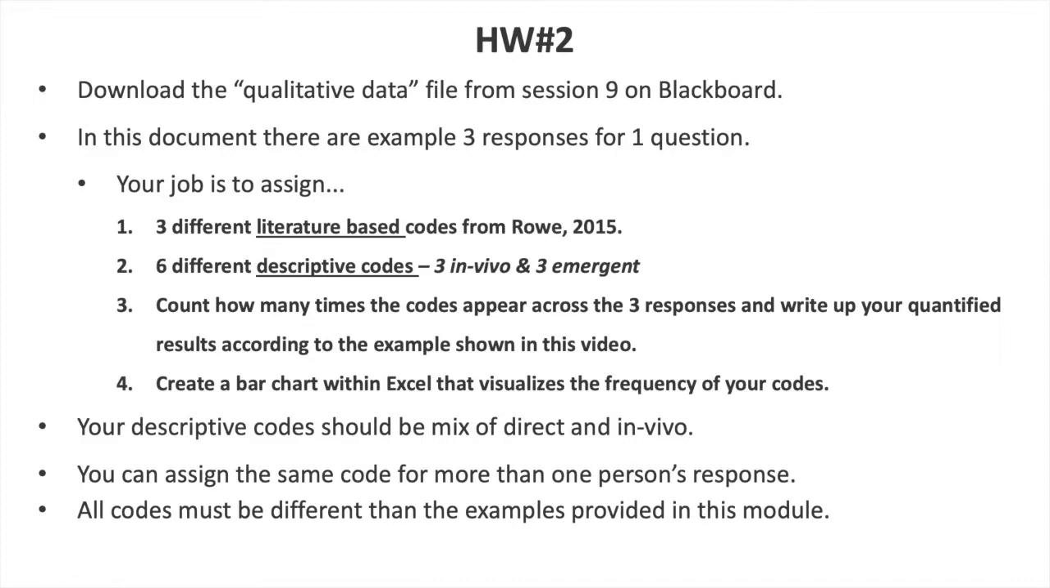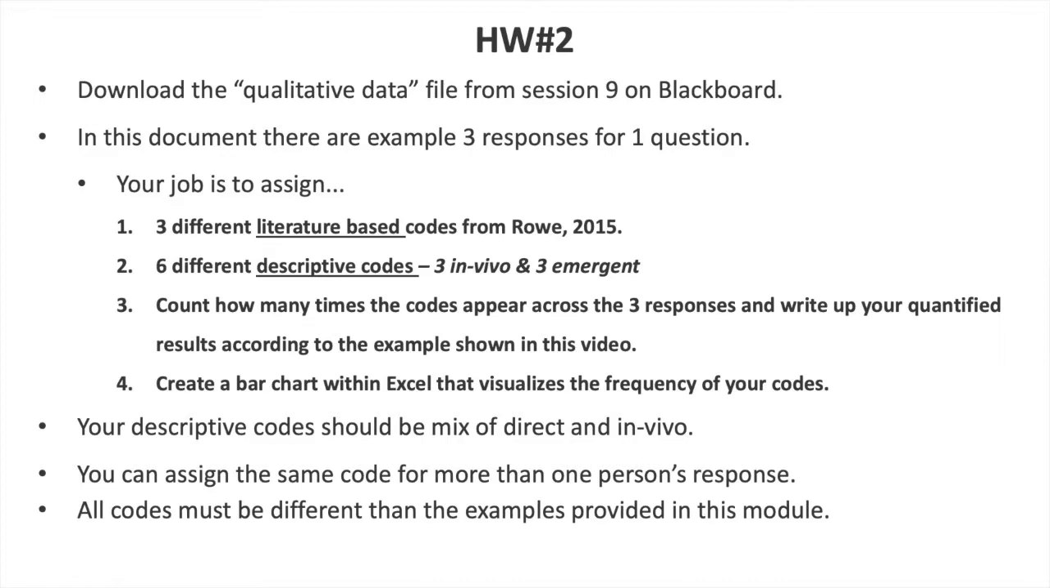And then after you have gone through and assigned those 3 different codes to those 3 responses, you're going to need to do 6 different descriptive codes. So 3 in vivo, so pull out 3 quotes, and then 3 emergent descriptive codes, so your own interpretation, right? So you're going to highlight parts of their responses that relate to the 3 literature-based codes that you've picked from the Roe article, and then you're going to identify 6 descriptive codes. So pull out 3 portions of the response as quotes, which could be a few words from their responses, and then 3 descriptive codes that are your own words, your own interpretation or synthesis of what they're talking about.